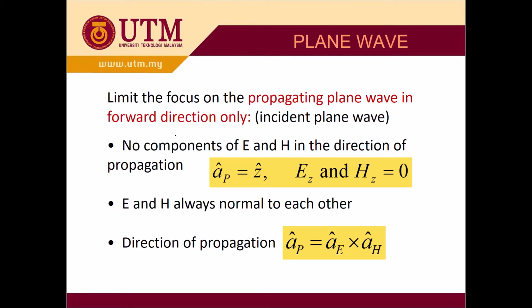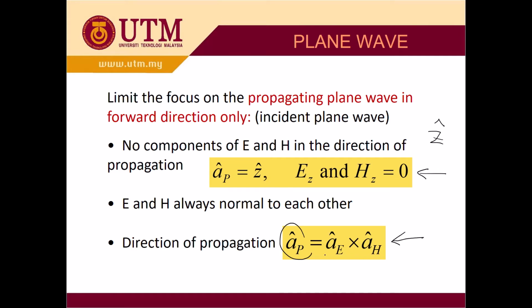Another thing is there is no component of E and H in the direction of propagation. That means our propagation is in the z direction, so we don't have any z component for E and H. So Ez and Hz are equal to 0. E and H are always normal to each other, perpendicular. This is the direction of propagation: aP is equal to aE cross aH. So please use this in your solutions.